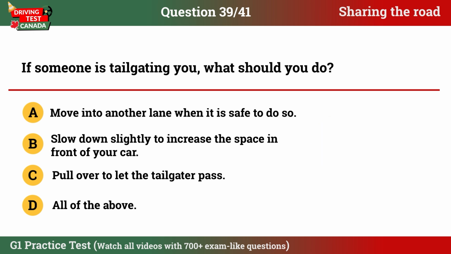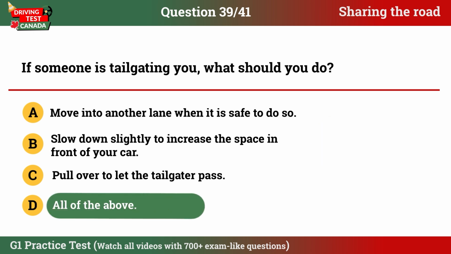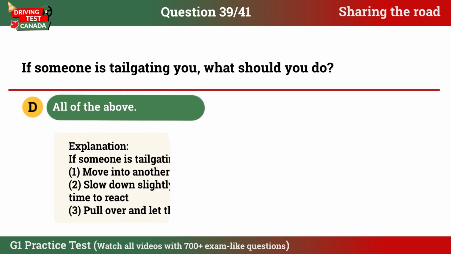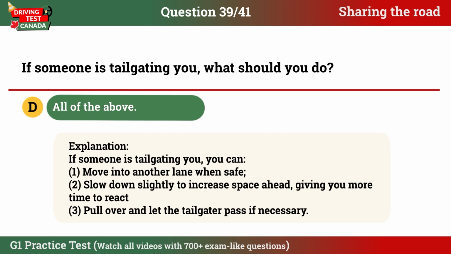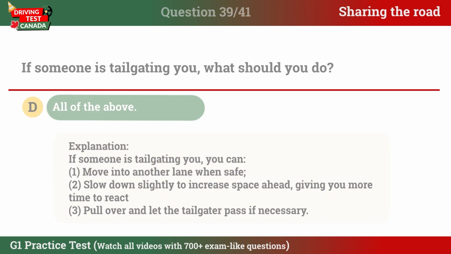The correct answer is D. All of the above. Explanation. If someone is tailgating you, you can: 1. Move into another lane when safe. 2. Slow down slightly to increase space ahead, giving you more time to react. 3. Pull over and let the tailgater pass if necessary.